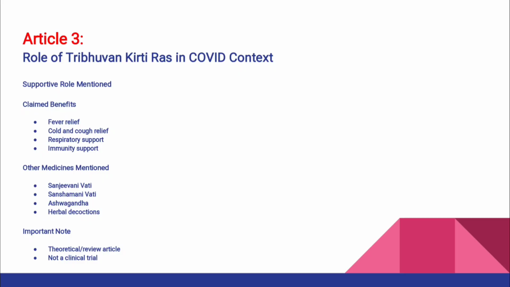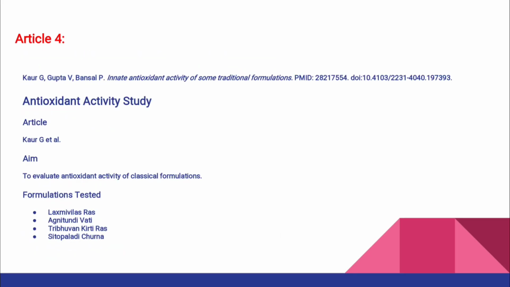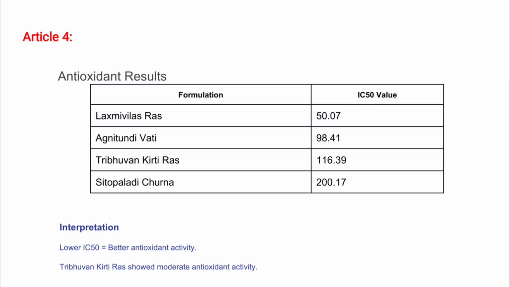Now we see article 4, that is Innate Antioxidant Activity of Some Traditional Formulations. Authors are Gunpreet Kaur, Vikas Gupta and Parveen Bansal, published in PubMed. This article studies the antioxidant activity of some commonly used Ayurvedic formulations. The researchers wanted to scientifically evaluate whether classical Ayurvedic medicine naturally possesses free radical scavenger activity, reducing power and antioxidant potential.